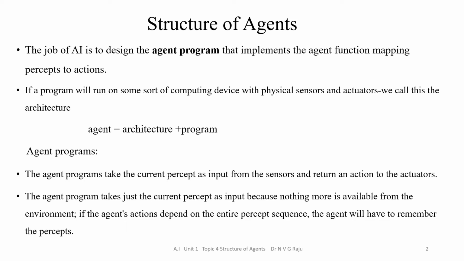An agent program takes the current percept as input from sensors and returns an action to actuators. The agent program takes just the current percept as input because nothing more is available from the environment. If the agent's actions depend on the entire percept sequence, then the agent will have to remember the percepts.